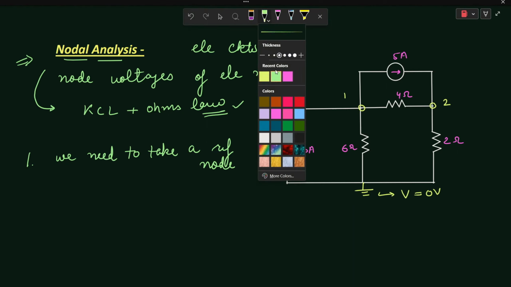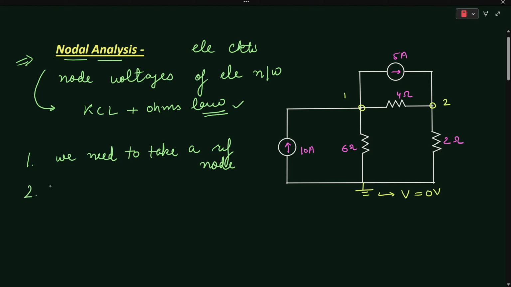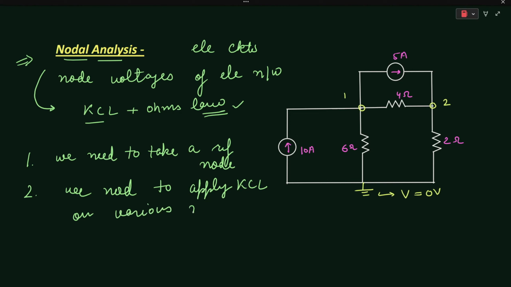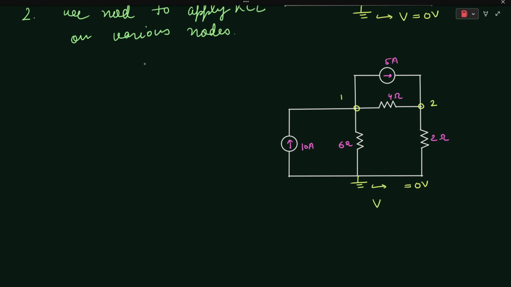The next thing is we need to apply the concept of KCL at a particular node on which we need to find the value of the node voltage. So we need to apply KCL on various nodes. Let's find the value of the node voltages V1 and V2 by using nodal analysis.